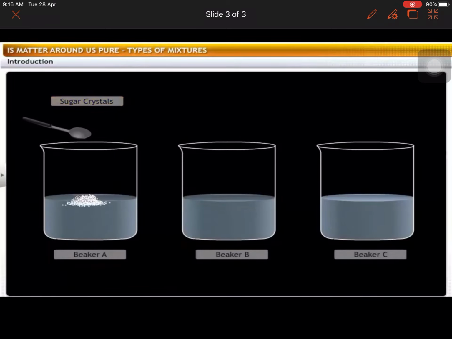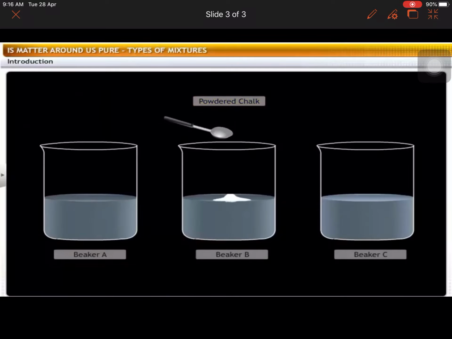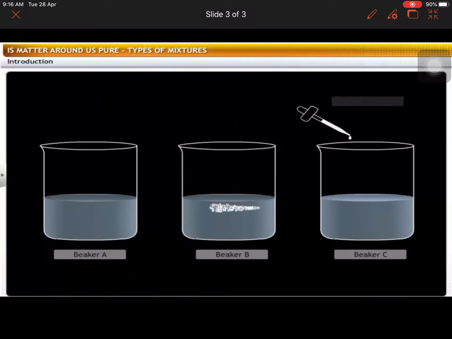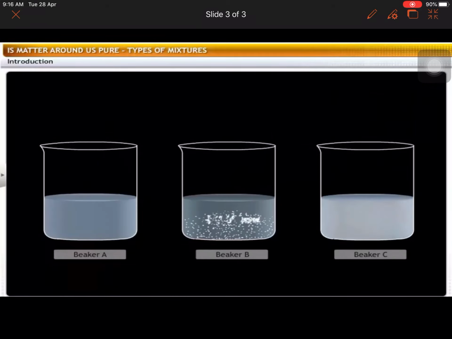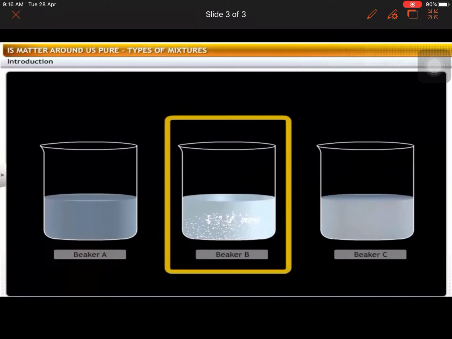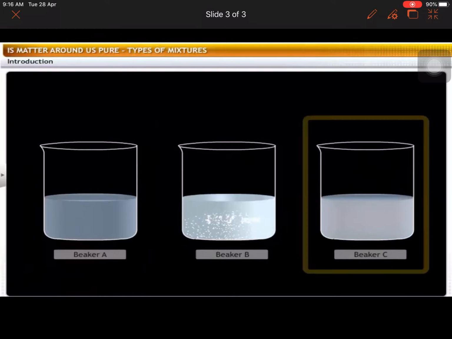Add a spatula of sugar crystals to beaker A, a spatula of powdered chalk to beaker B, and a few drops of milk to beaker C. Stir well with a glass rod. Particles can be seen in beaker B, but not in A or C.